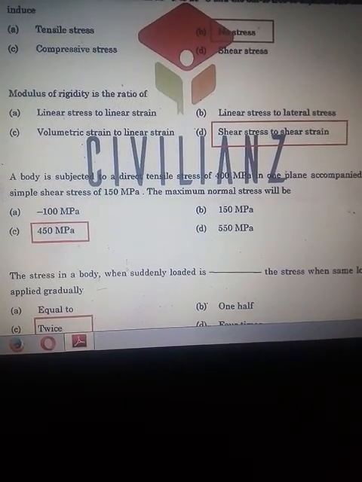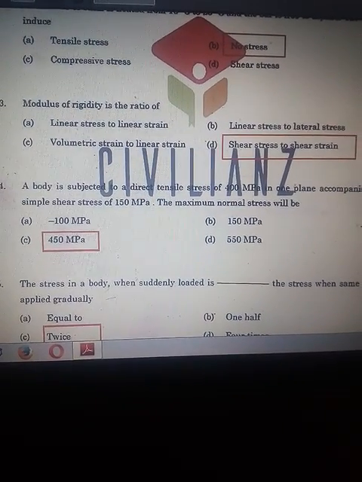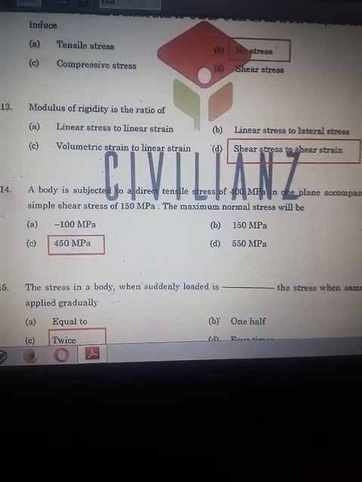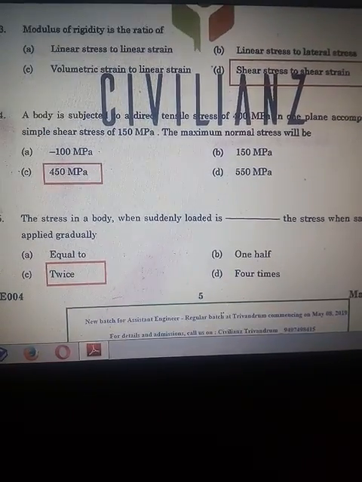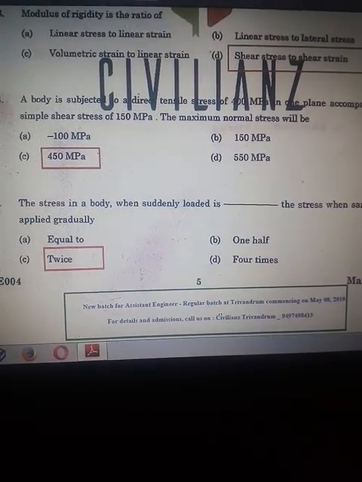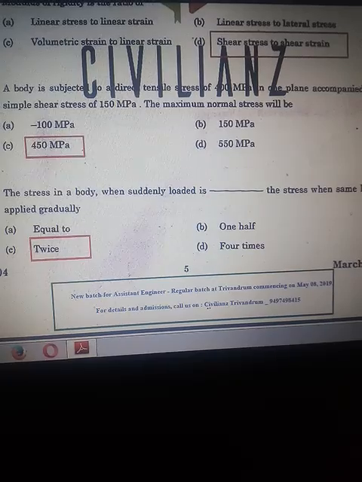So the maximum normal stresses will be C. If we calculate the right answer, the answer will come as 450 megapascal. Okay. Now next question, the stresses in a body when suddenly loaded is twice the stresses when the same load is applied gradually.